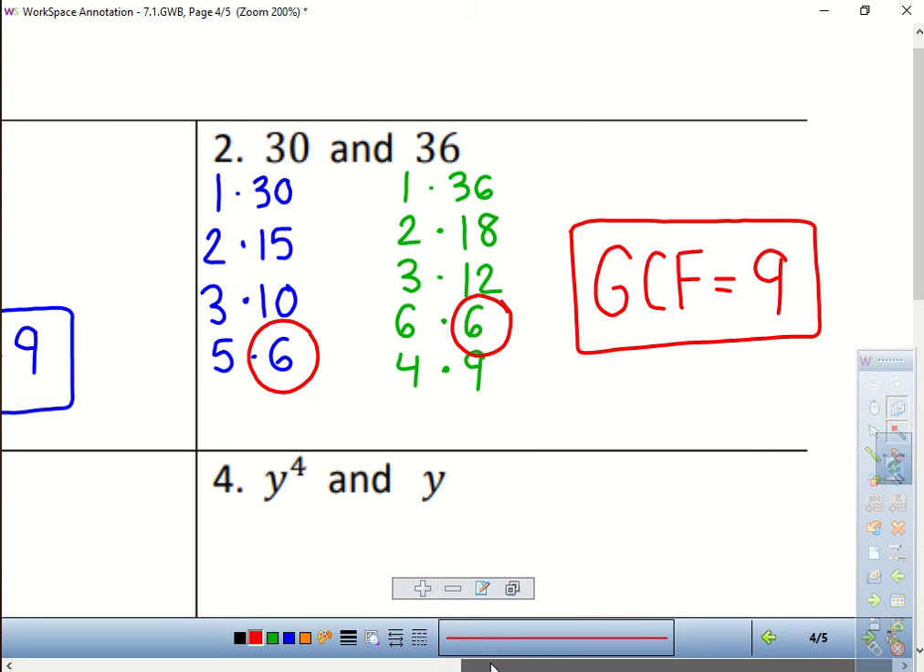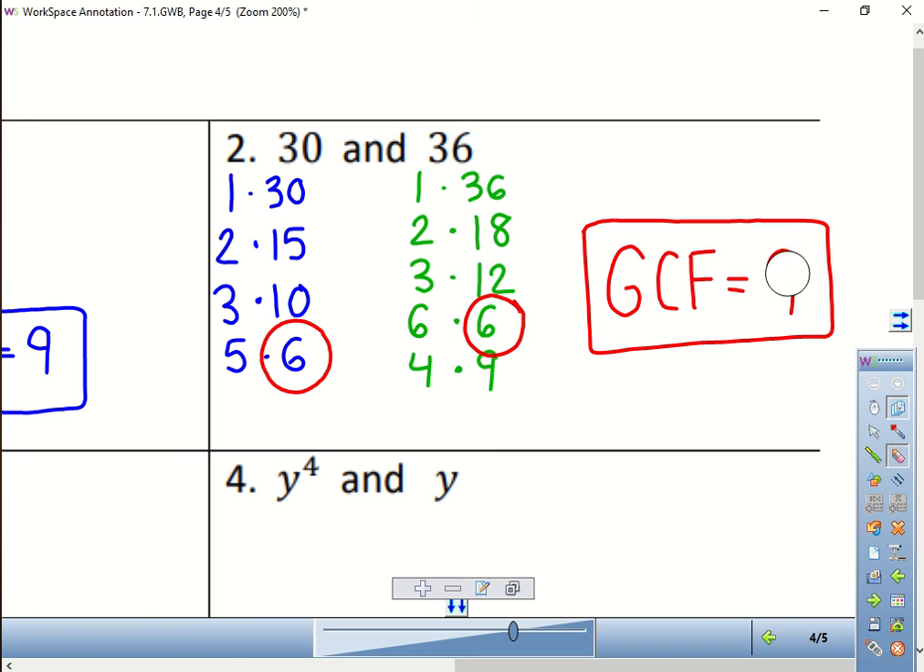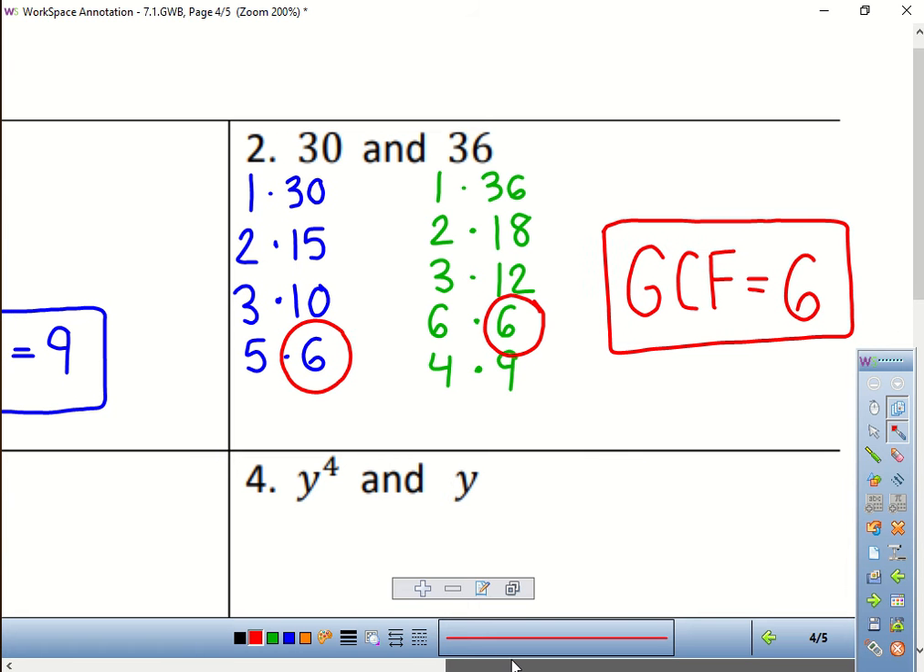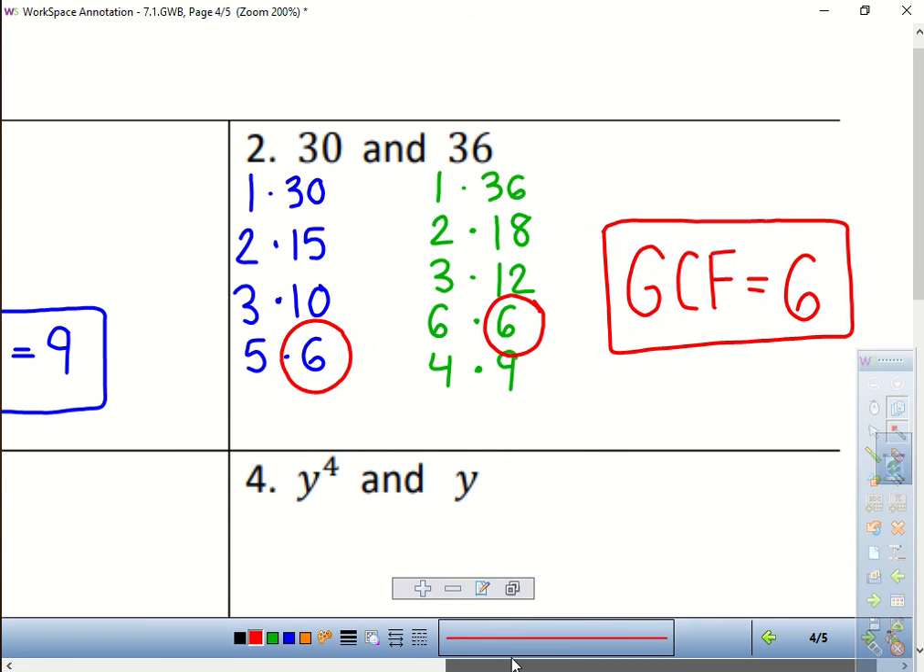Is everyone ready to move on? GCF is 9. Why did I write 9? I circled 6. I don't know what I'm doing. Sorry, guys. My first day back in teaching, and my brain's a little off. I circled 6. I don't know why I wrote 9. Yeah, it's 6. Sorry about that. Does anybody have any questions on that?